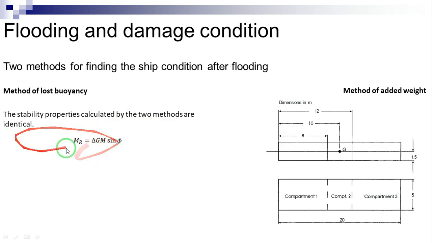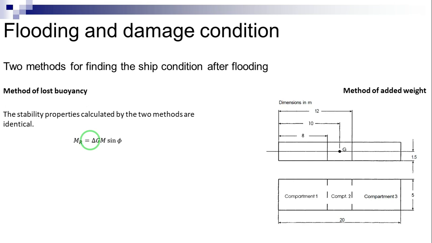In the method of lost buoyancy, the displacement remains equal to that of the intact vessel. In the method of added weight, the displacement increases by the mass of the flooding water. To keep the product MR constant, the other factor GM must be smaller. At first glance, it may be surprising that the two methods yield different metacentric height. The explanation given above shows that it should be so because the considered displacements are different.